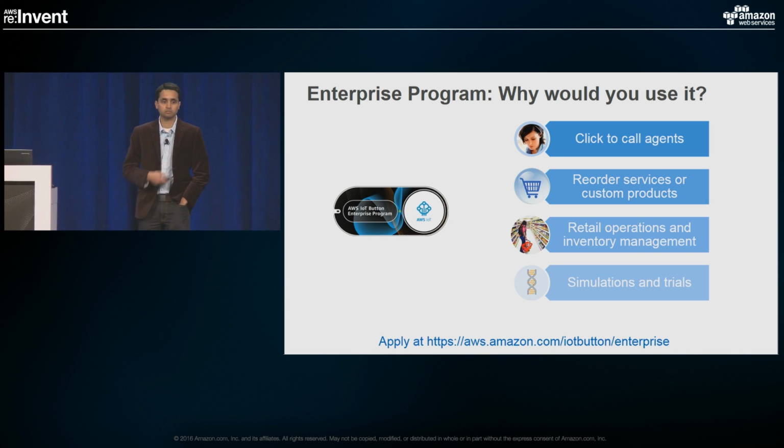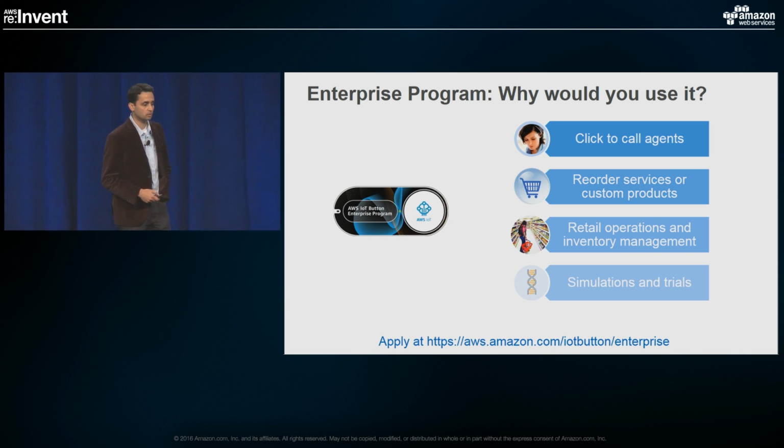So why would you use it? Well, you may have callback scenarios like John talked about. You may want to reorder services or custom products that may not be in the traditional Dash Button use case in Amazon. You may have retail operations and inventory management. You may have simulations and trials like Eli Lilly has. And there's probably many more use cases that are specific to your business that you can think about, okay, what if I automated this, right?